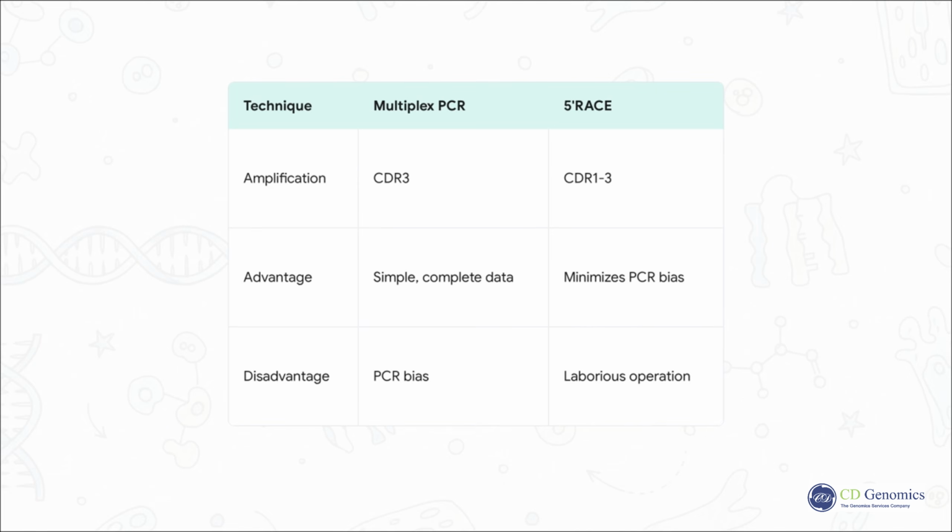Now, 5'-RACE, on the other hand, targets CDR1 through 3. It's more laborious, for sure, and you might lose some partial sequences, but it brilliantly minimizes that amplification bias, giving you a much truer picture of the repertoire. The beauty is you get to choose the exact technique that fits the unique needs of your specific project.